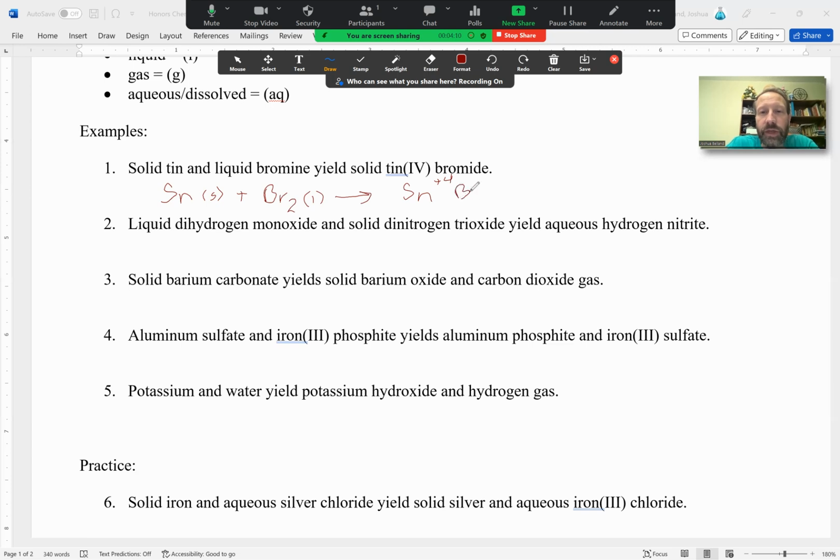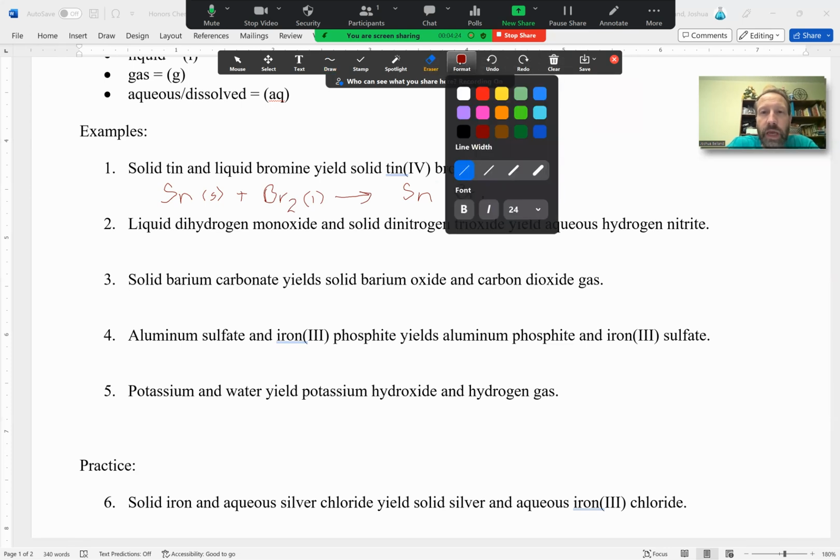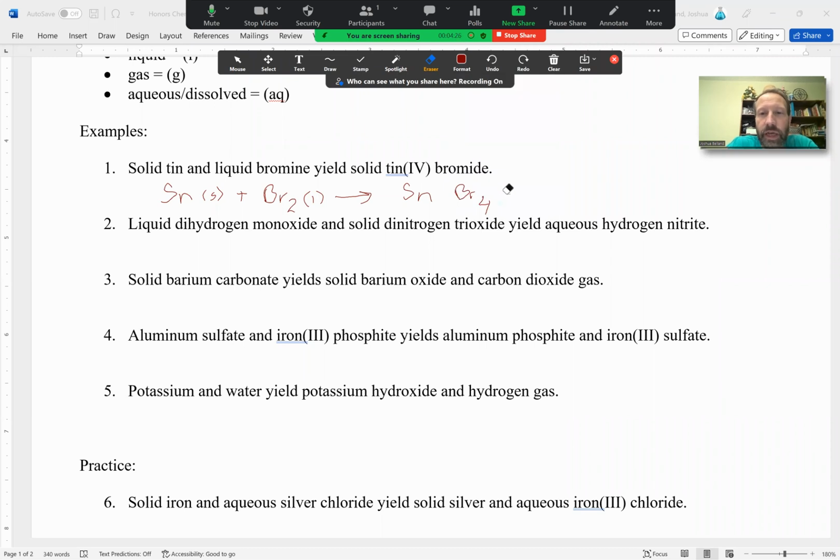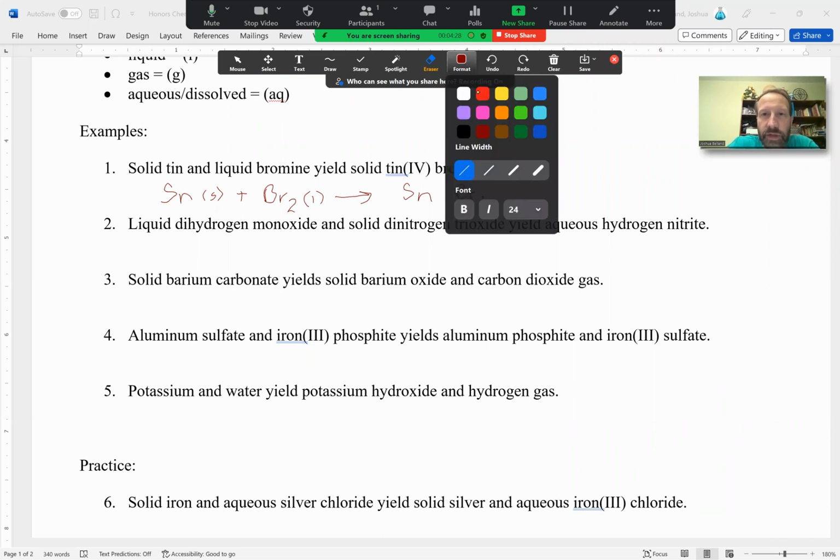So the tin's +4, okay? Bromide is still Br, still a -1. And so, oh, it started with a metal, so it's ionic. I'm going to crisscross and reduce. Okay, I'm not going to write the 1. And now I need my eraser because I'm going to erase those charges.